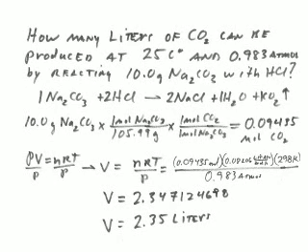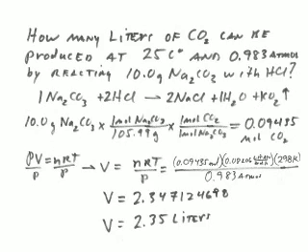How many liters of CO2 can be produced at 25 degrees and 0.983 atmospheres of pressure by reacting 10 grams of sodium carbonate with HCl? Again, how much of this do you get if you use that? It's stoichiometry. The first step is balance the equation. 1 mole of sodium carbonate reacts with 2 moles of HCl. You get 2 moles of sodium chloride, 1 mole of water, and 1 mole of carbon dioxide, which is going to come off as a gas. So it's going to be in the gas phase.